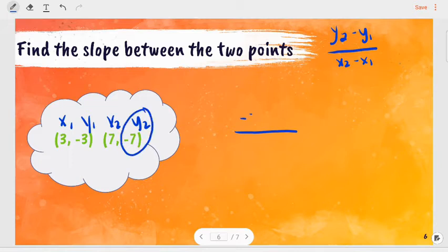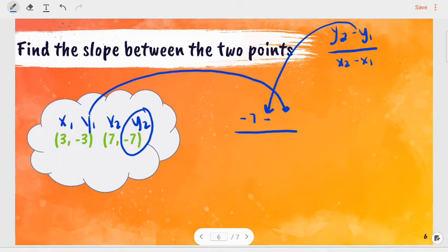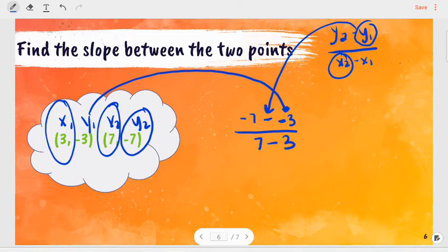So I have negative 7 minus, remember that minus sign is coming from the formula. Now I also have to minus y1. For my formula, I'm minusing y1. Well, what is y1? It is negative 3. Make sure you include the minus sign that came from my equation as well as the negative from this 3. They both need to be included. In my denominator, I'm looking for x2, which is 7, and then minusing my x1, which is a positive 3.